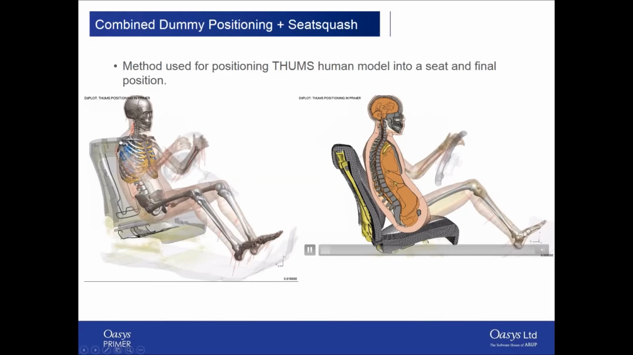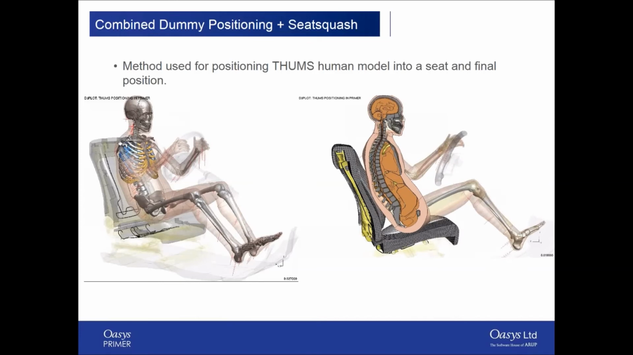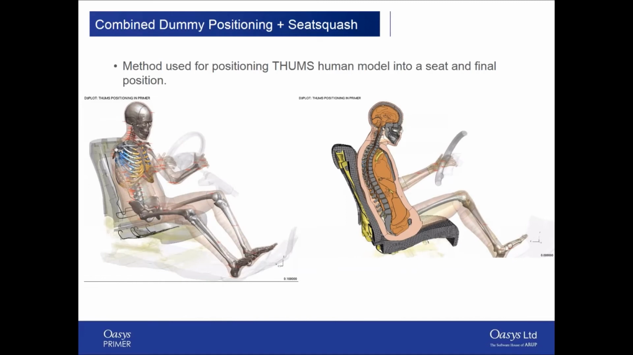Now, we've also used this exact same method for setting up a THUMS model. So this is taking a THUMS human model and positioning it and squashing it into a seat at the same time. So you can use the same method on human body models as well.